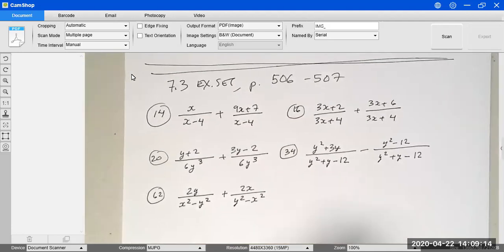So solve these problems and show me your answers by using the chat box or by sending me a screenshot to my email, or you can upload. Actually, you can upload your results by using Canvas and pressing the submit button.